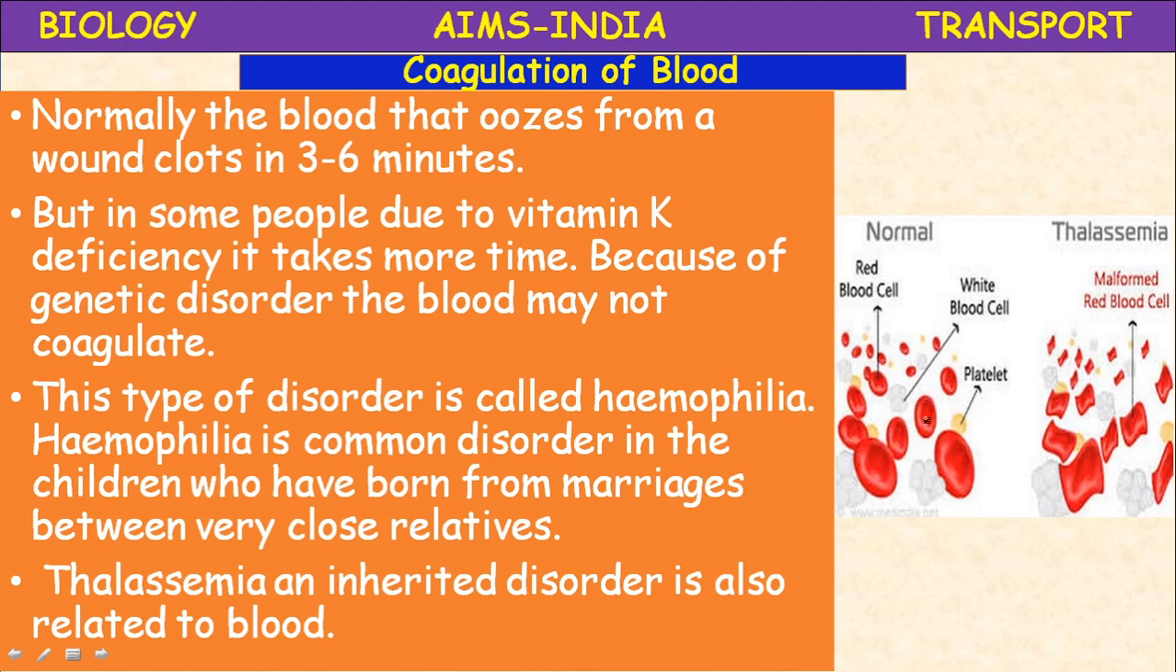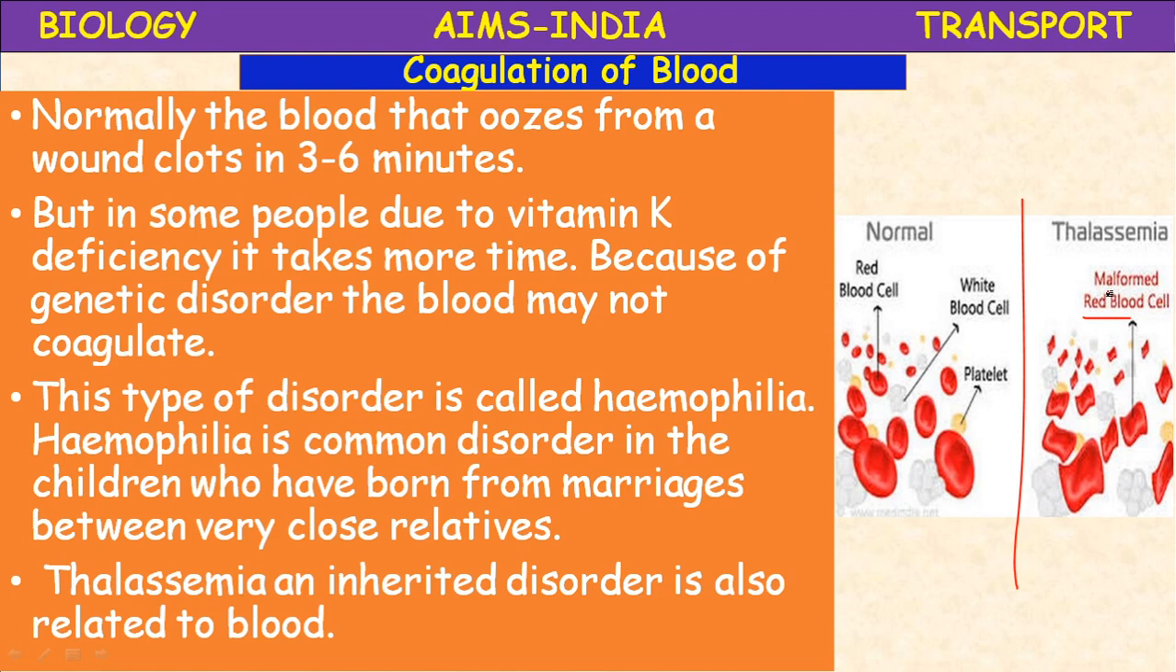See here, this is the normal and thalassemia. Normal RBC contains hemoglobin abundantly, but in thalassemia, malformed RBC, see the structure of RBC is also ruptured and hemoglobin is very less. They are called malformed red blood cells. There are two main types of thalassemia: one is alpha thalassemia and the second is beta thalassemia. In each variant, a different part of the hemoglobin protein is defective.